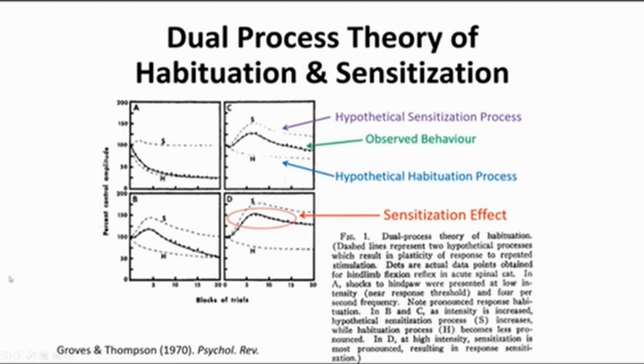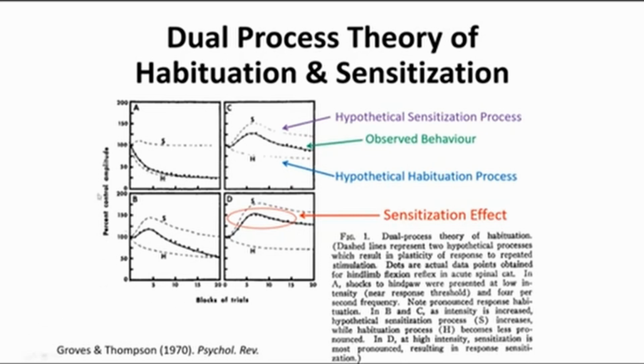So this experiment was looking at hind limb flexion in cats. So the basic setup here is that they would apply a very mild static electric shock to a cat's paw, and they would see how the responding would change based on how much of a shock it was.